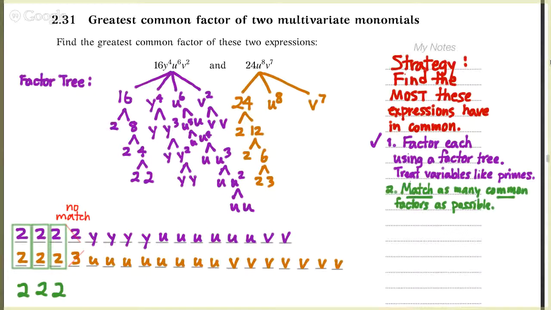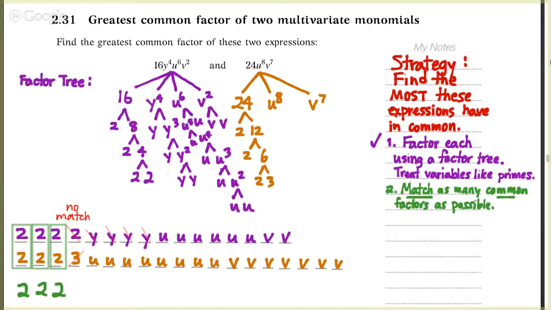All right, that 3 that the second expression has also doesn't match with anything in the purple expression here, so that 3 goes away. And we now know that the coefficient, the numerical factor in our greatest common factor, is just going to be 2 times 2 times 2, or 8. Now let's start matching up the variables.